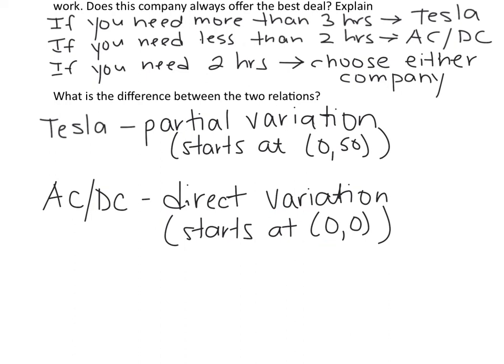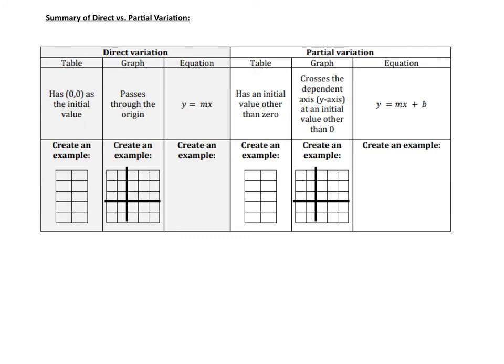So let's put it all together and just summarize everything that we've learned between part 1 of our variation video tutorial and this video, part 2, focusing on partial variation. So we're going to focus on 3 different types of data: table, graph, and equation. So let's start with a direct variation. So if we were looking at a table of values and you wanted to tell if it was representative of a direct variation, you need to see 0, 0 as your initial value.